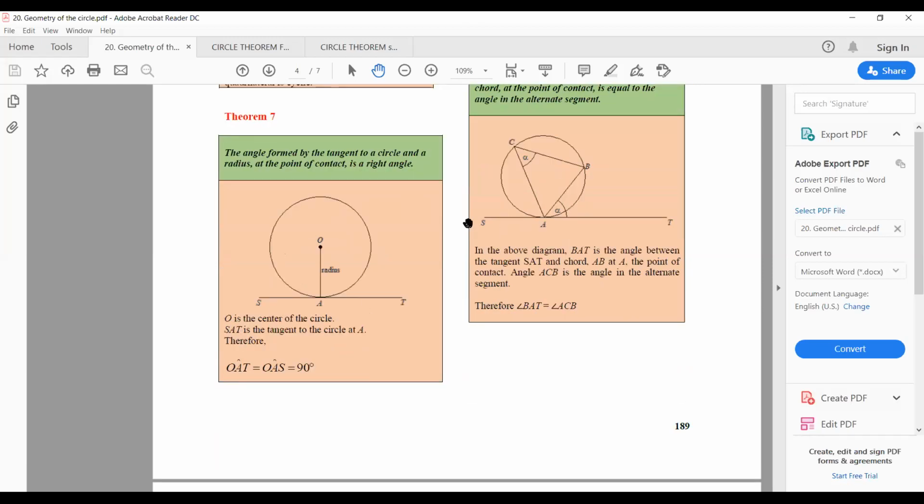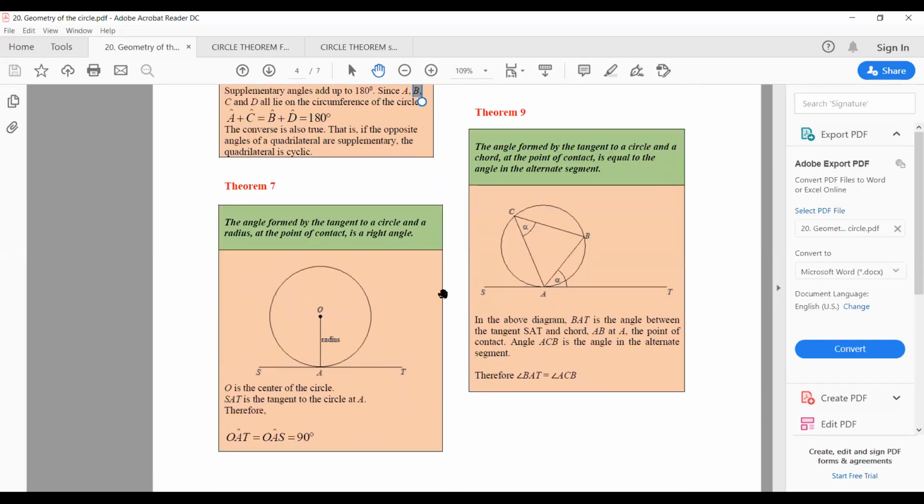Theorem 7 now. The angle formed by the tangent to a circle and the radius at the point of contact is a right angle. So we have a tangent here, SAT is the tangent here. Right? Remember, a tangent is just a line that touches the circumference of a circle. And if we were to draw a radius from the center to the circumference, it's telling us that it would touch the tangent at a 90-degree angle. That's basically what it's telling us here. That's all. Right? So OAT is 90 degrees and OAS is also 90 degrees. So OAS and OAT are therefore equal to 90 degrees and they are also equal to each other.